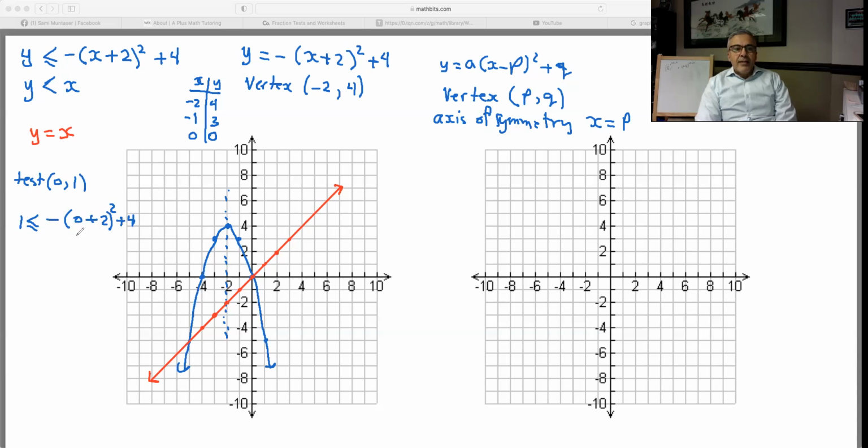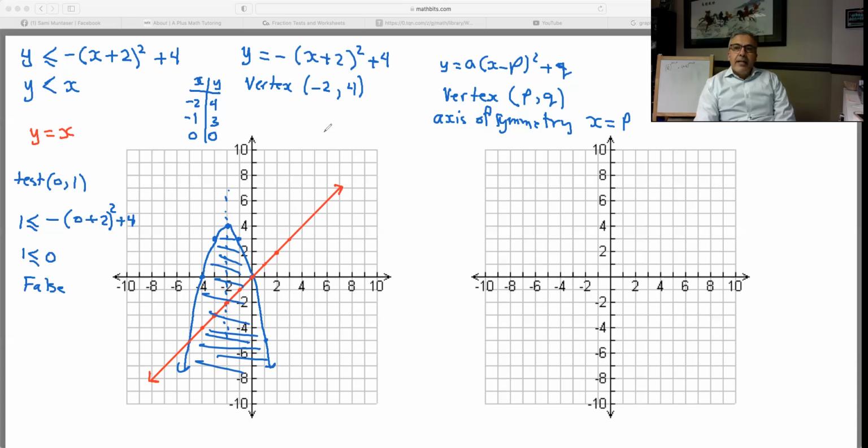Now, if we do that, we get 0 plus 2, that's 2. 2 squared is 4. That's negative 4 plus 4 is 0. So we got 1 is less than or equal to 0. Is that true? No, that's false. 0, 1 happens to be outside of the parabola. So since it's false, I don't shade outside of the parabola. I have to shade inside the parabola, right there.